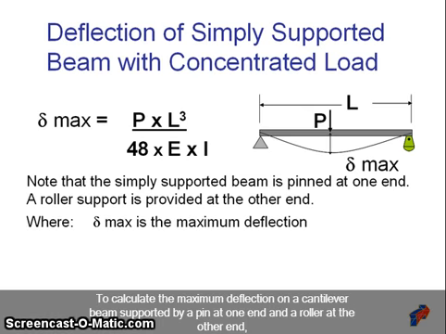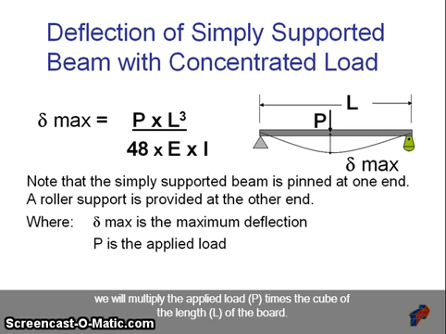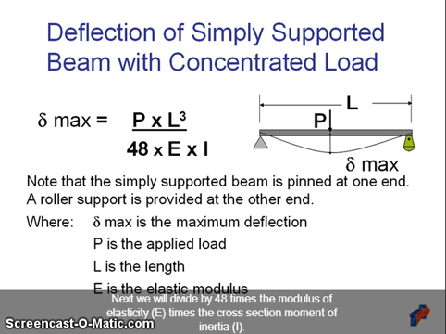To calculate the maximum deflection on a beam supported by a pin at one end and a roller at the other end, we will multiply the applied load times the cube of the length of the board. Next, we will divide by 48 times the modulus of elasticity times the cross-sectional moment of inertia.